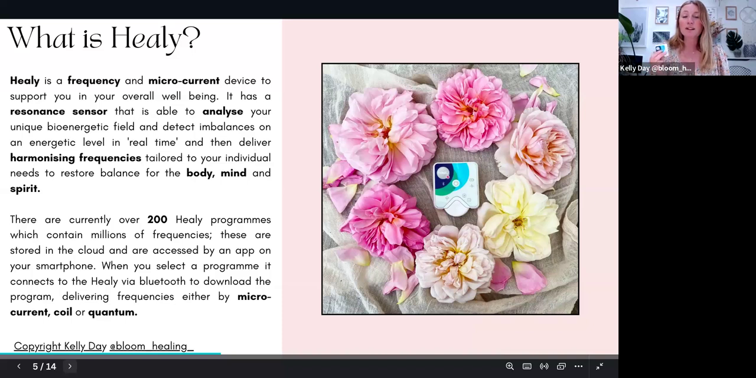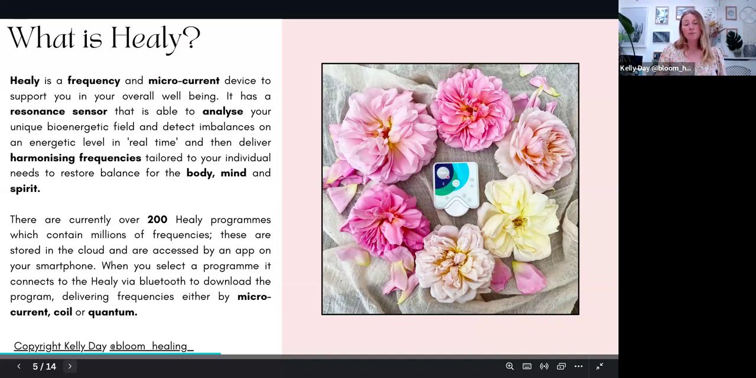Then it's able to deliver the harmonizing frequencies tailored to you, via all the different programs and frequencies stored within Healy, to help bring balance back to your body, mind, and spirit on all levels. There are over 200 Healy programs available, with millions of frequencies within those programs. I think there are 9 or 10 million frequencies stored in the Healy database.